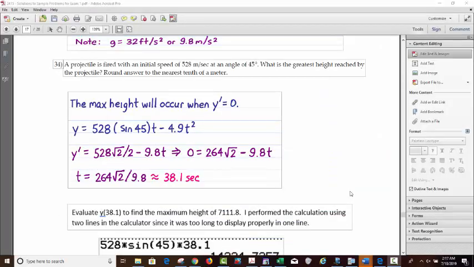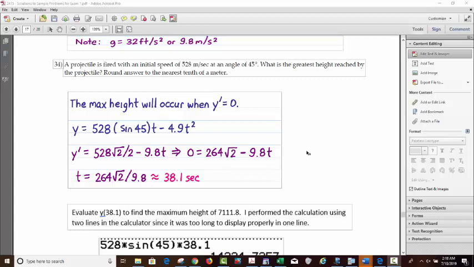Number 34. Projectile fired at initial speed of 528 meters per second. Angle of 45 degrees. What's the greatest height reached by the projectile? And, well, before we get the height, we need to know what time it takes to reach the maximum height. Now, the maximum height is going to occur where the derivative of the y component is going to be 0, because that's where you're going to have the horizontal tangent line, you may recall back from Cal 1. So we want to find where the derivative equals 0, and that's where the downward parabola will reach its highest point.